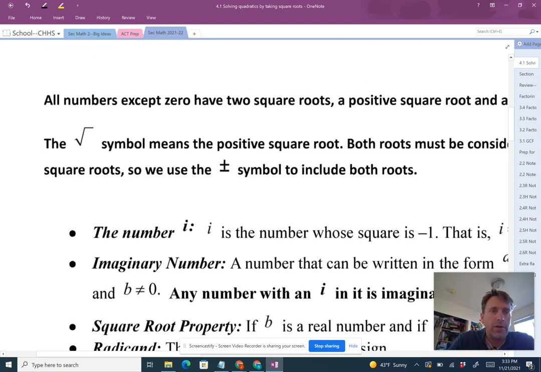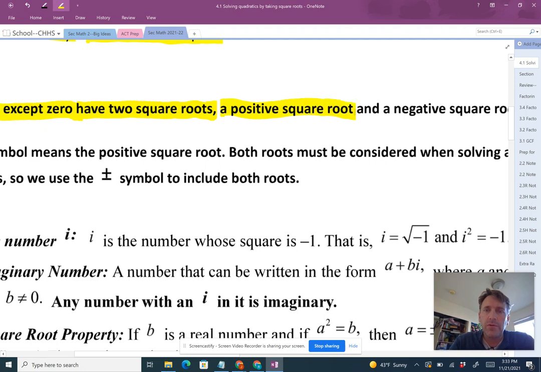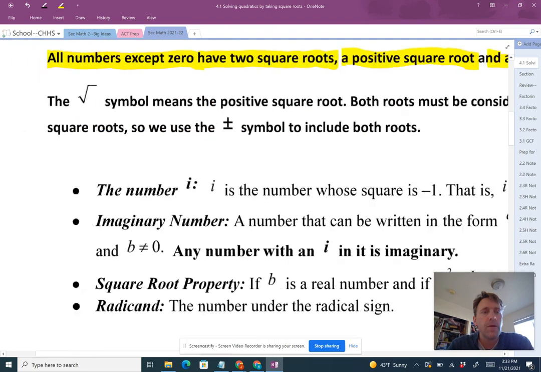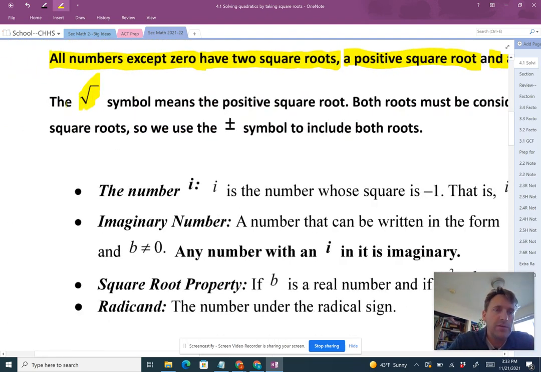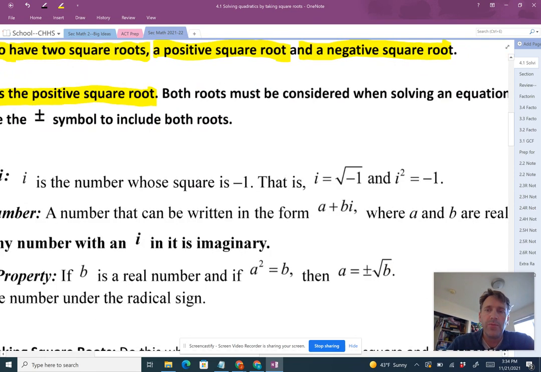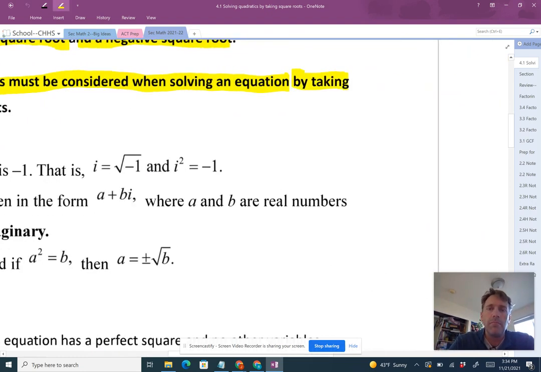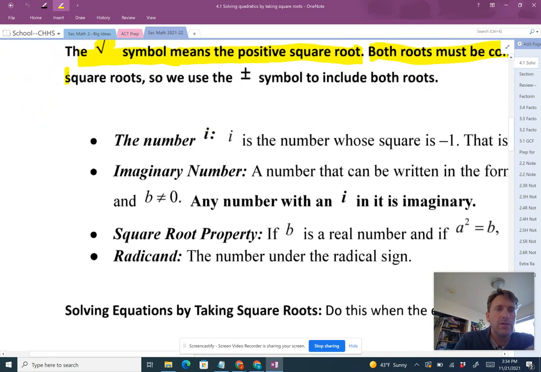All numbers except 0 have 2 square roots: a positive square root and a negative square root. The square root symbol means the positive square root. Both roots must be considered when solving an equation by taking square roots. So we use the plus or minus symbol to include or indicate both roots.